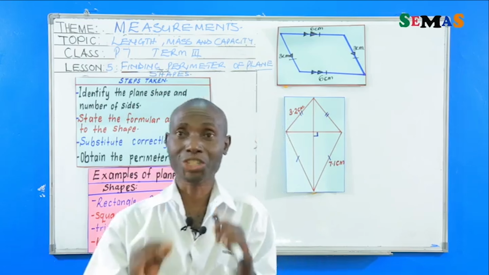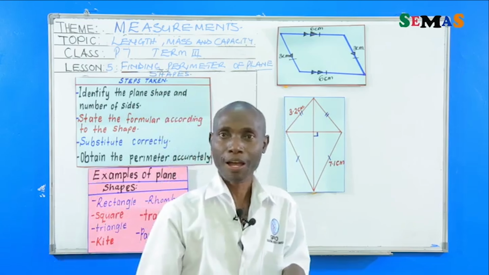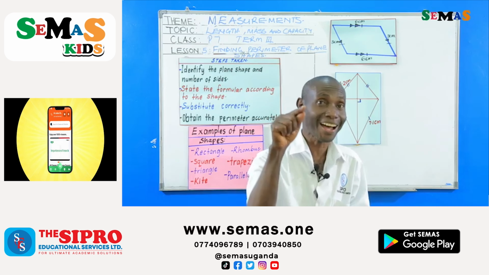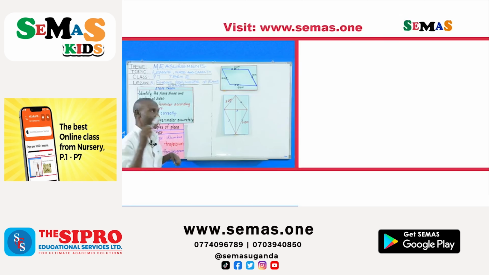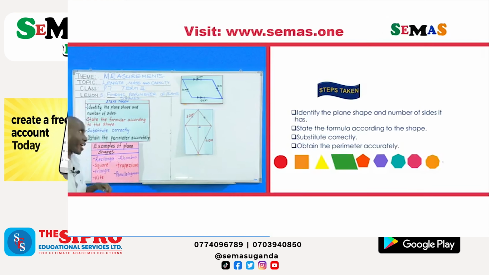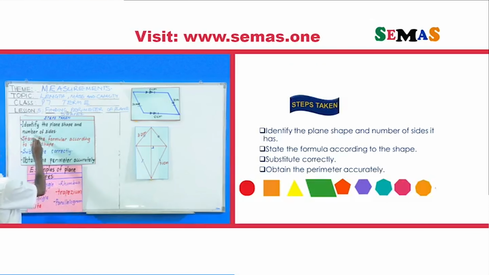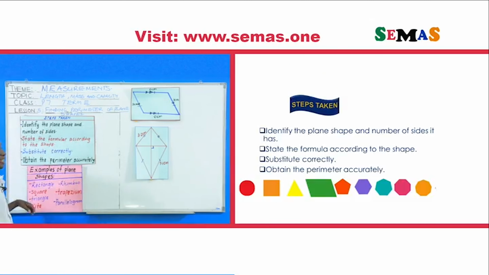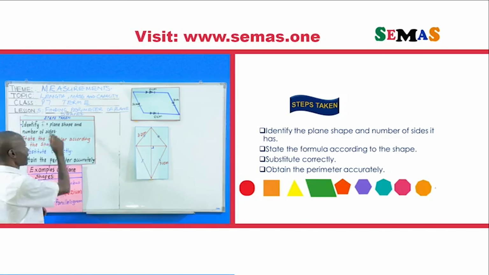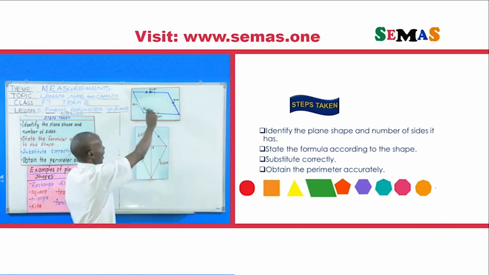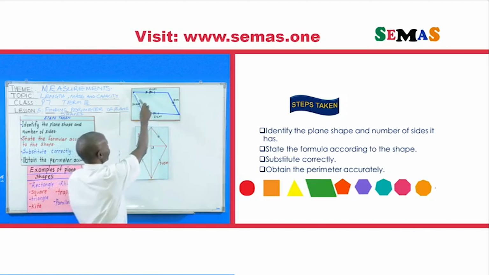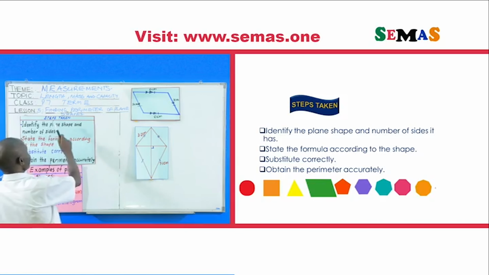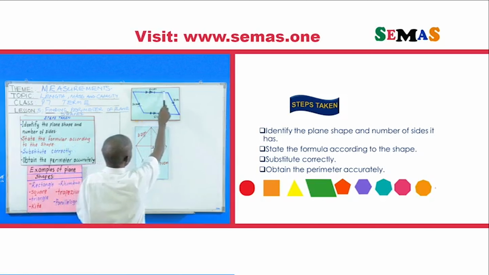Today, as we continue to look at perimeter, as we said, it is the total distance. We shall add. Now, what are the steps that are required? 1, identify the plane shape and the number of sides. Now, when we say plane shapes, as you look at the whiteboard, this is called a plane shape. Now, when we say the number of sides, these are the sides.